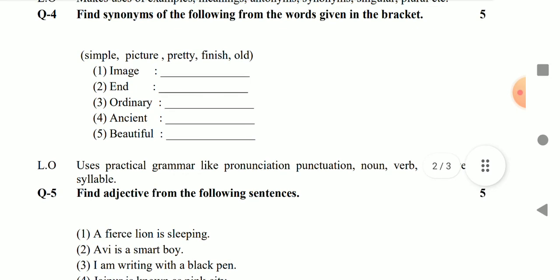Question 4. Find synonyms of the following from the words given in the brackets. Here you have to find the same meaning word for the given questions. The words or the options are simple, picture, pretty, finish, old. First question, image. What is the synonym for image? You have to choose from the given words and then write the answer. So question 4, 1 and answer. 2, end. 3, ordinary. 4, ancient. 5, beautiful.